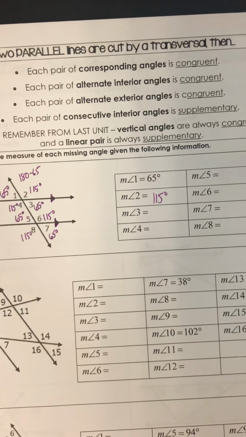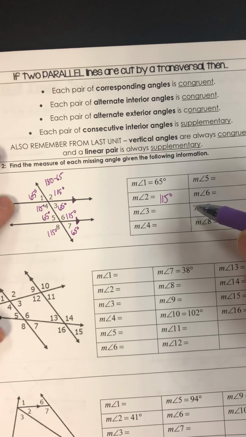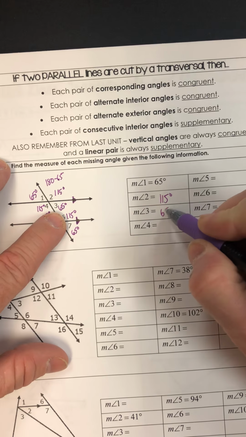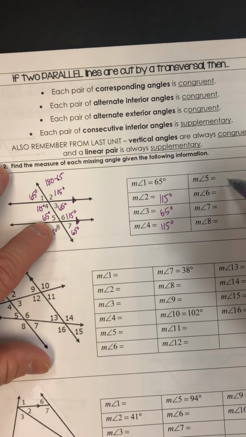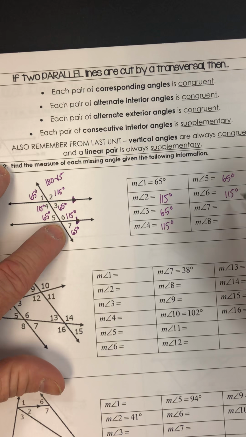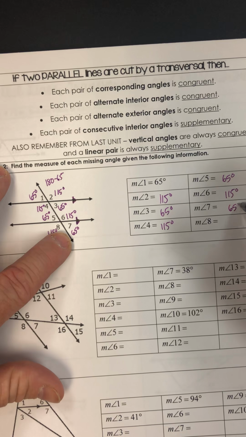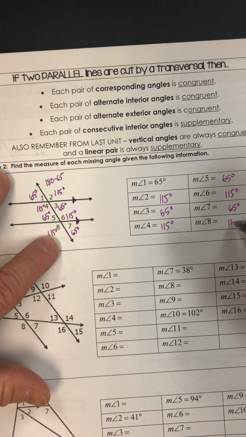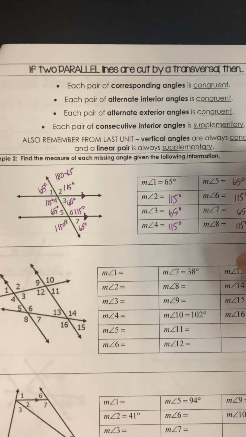Let's pinch it down a little. 3, that would be 65. 4 would be 115. 5, 65. 6 is 115. 7 would be 65, and 8 would be 115. So note they're either congruent or they're supplementary, and there's a lot of congruent ones, okay, when you have the parallel lines. So same thing here.